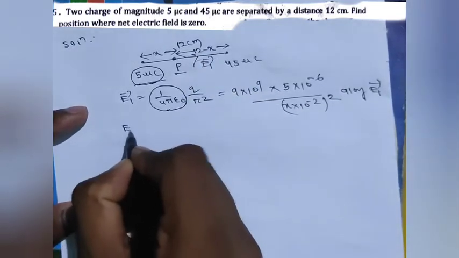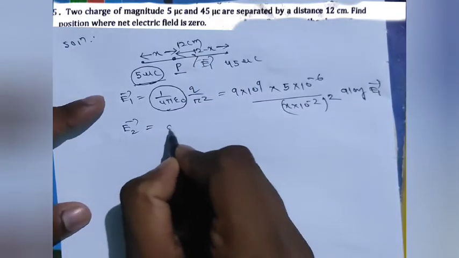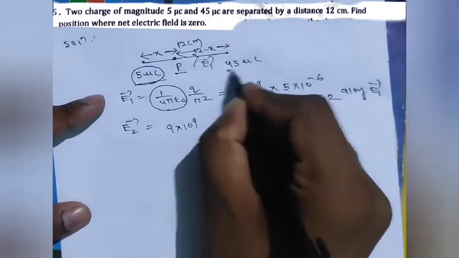So now I shall find E2. So that will be 9 into 10 to the power 9. Charge is now how much?